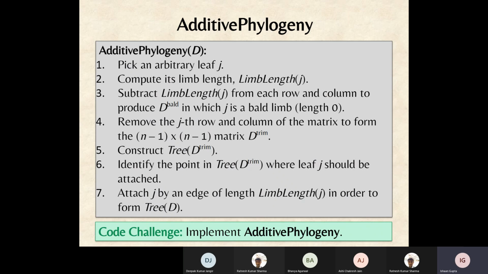And given an additive matrix, basically if the matrix is additive, you can implement additive phylogeny and can calculate how the tree would look like.